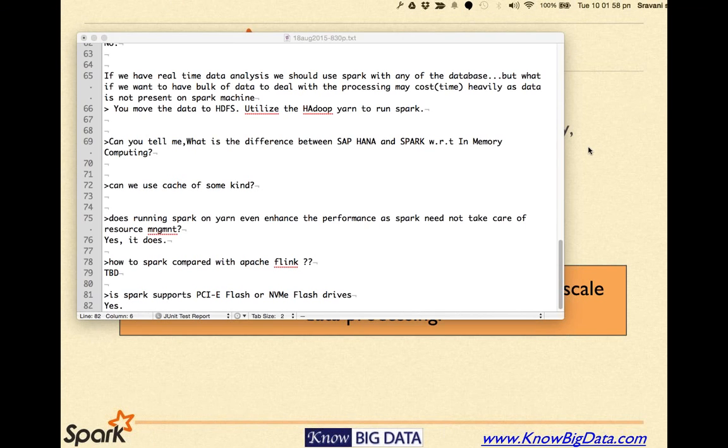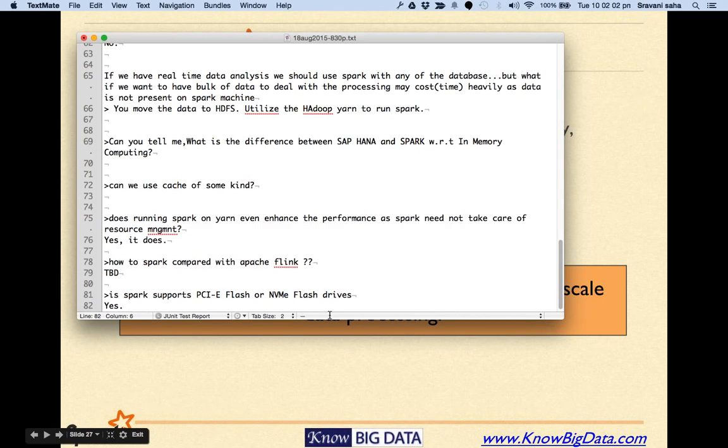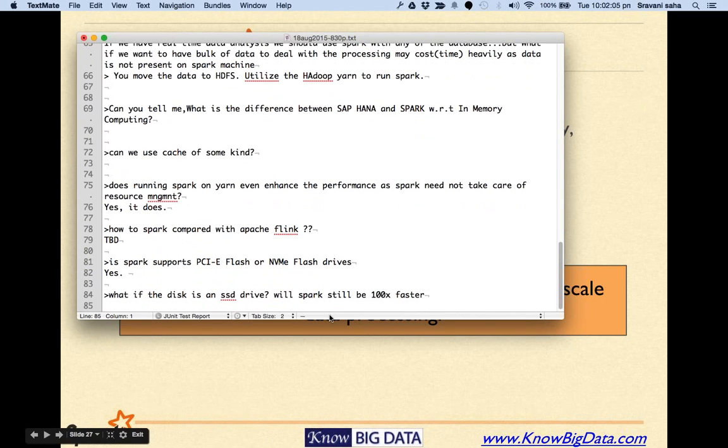Now, Howard's question is, what if the disk is an SSD drive? Will Spark still be 100 times faster? So probably your question is that if we are using MapReduce and Spark both on SSD, will it still be faster?